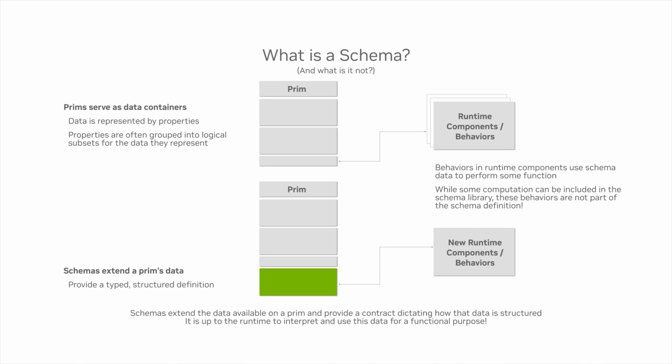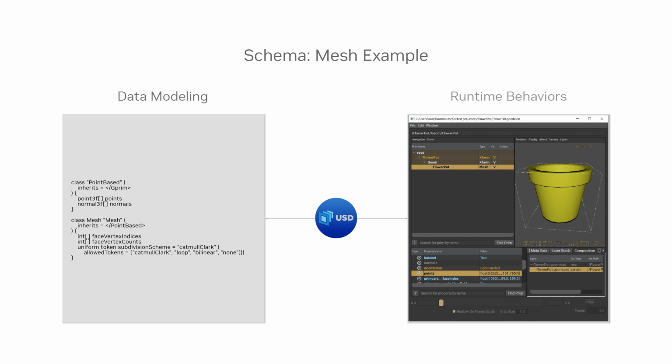It's important to distinguish between data modeling and runtime behaviors in USD. While schemas define how data from a prim is structured, it's up to the runtime to interpret that data for a functional purpose. In other words, schemas provide a contract that dictates the structure of the data, but they don't dictate what the runtime does with that data.